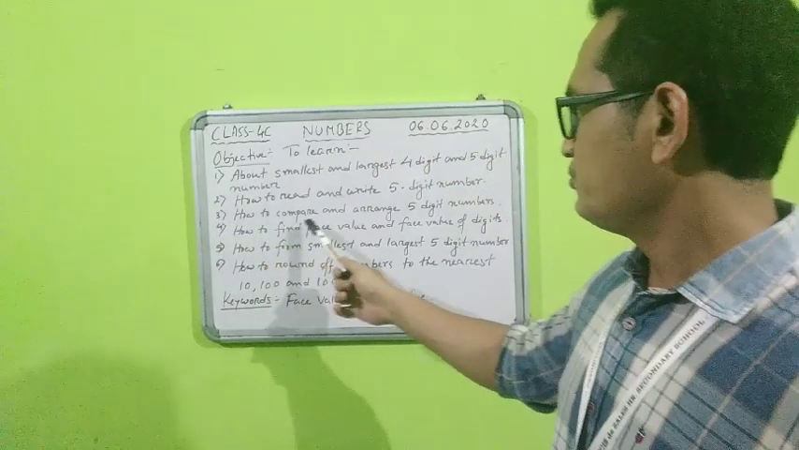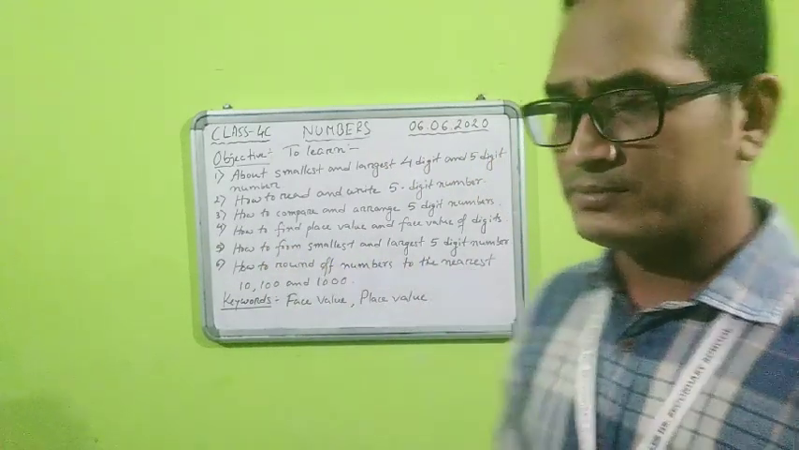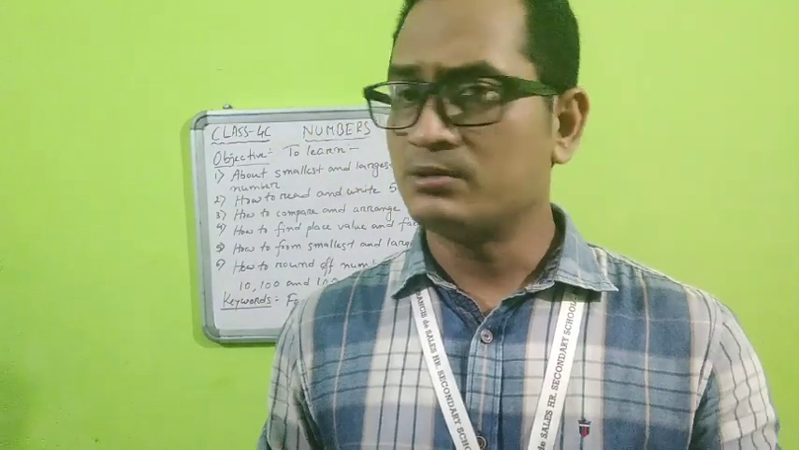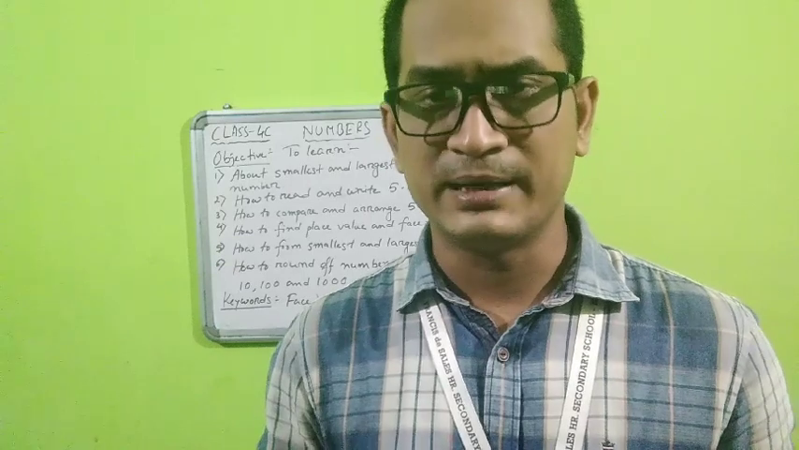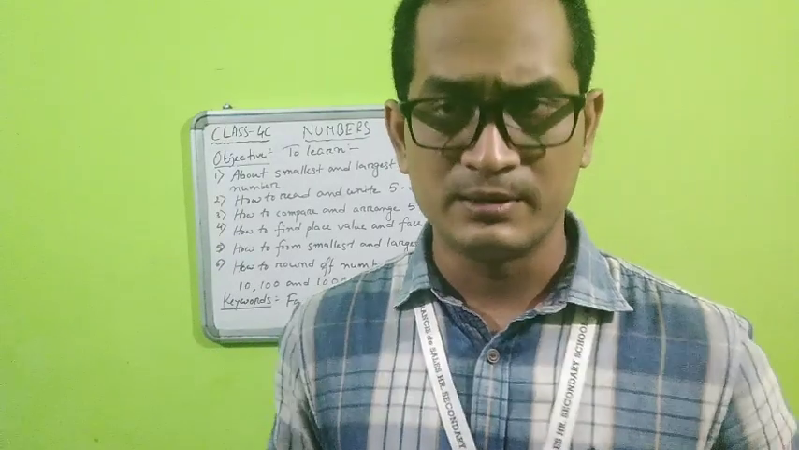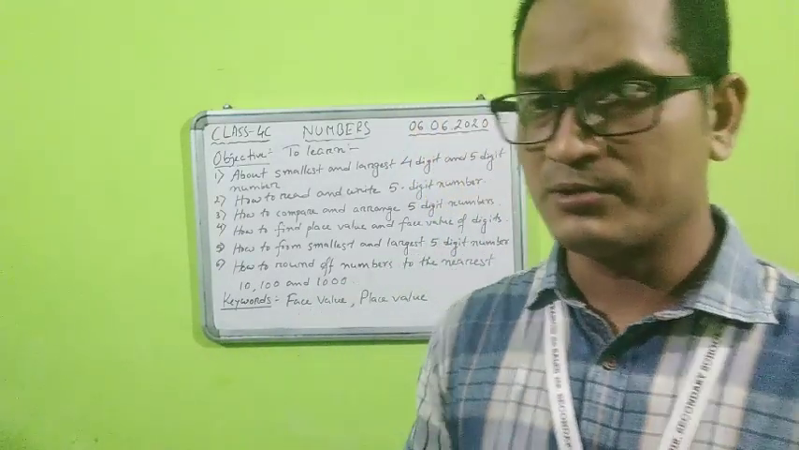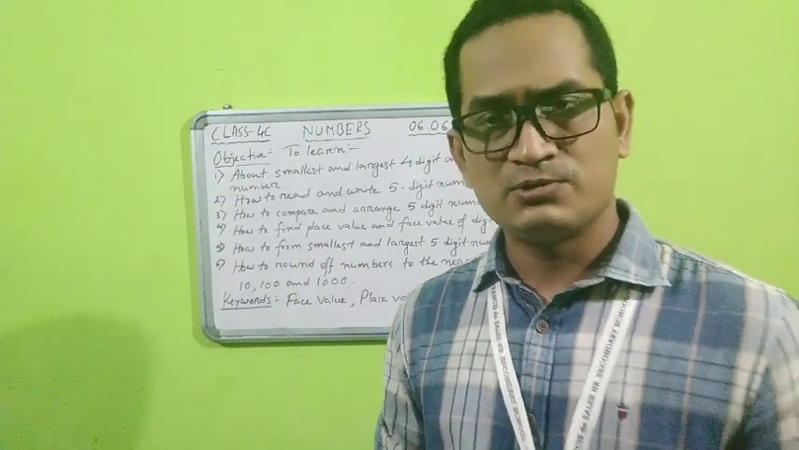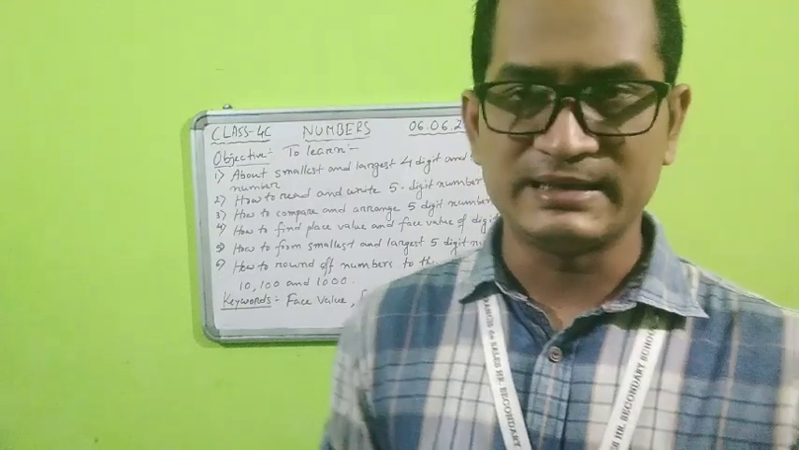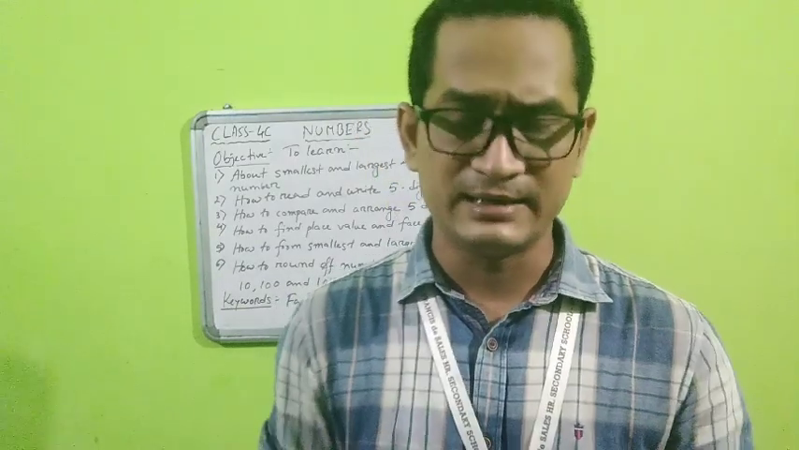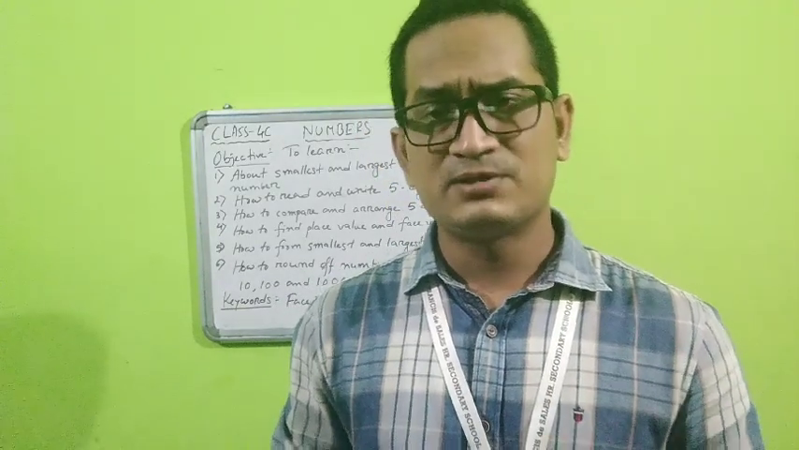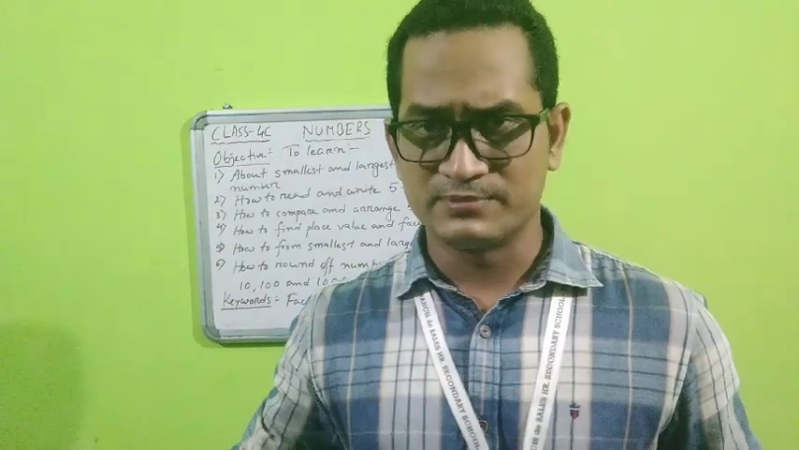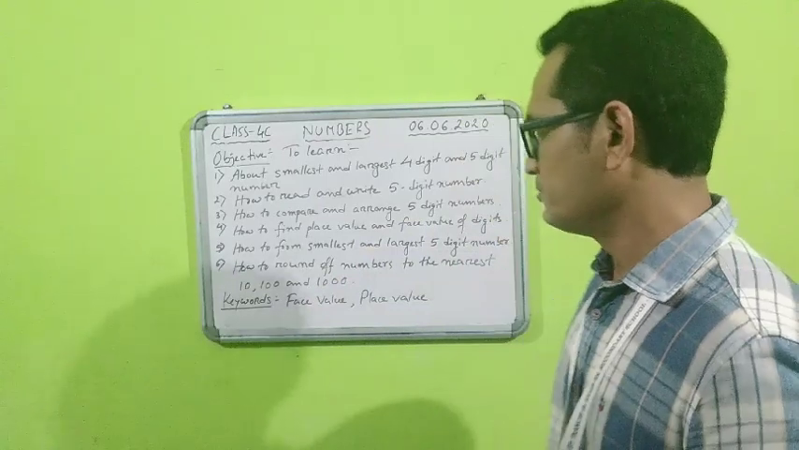Number 3, how to compare and arrange 5-digit numbers. How to compare means if I give you two or three 5-digit numbers, how are you going to compare them, which one is greater, which one is smaller. So that we are going to learn, comparing and also arranging. Arranging means, students, you know there are 2 types of arrangement. One is ascending order and another is descending order. Ascending means smaller to larger, and descending means larger to smaller. Fine. So that thing also we are going to learn.